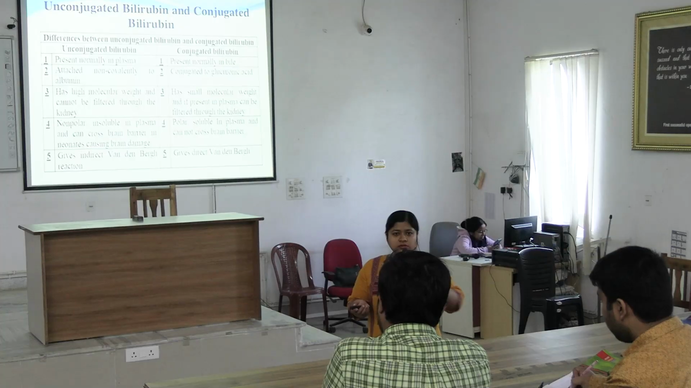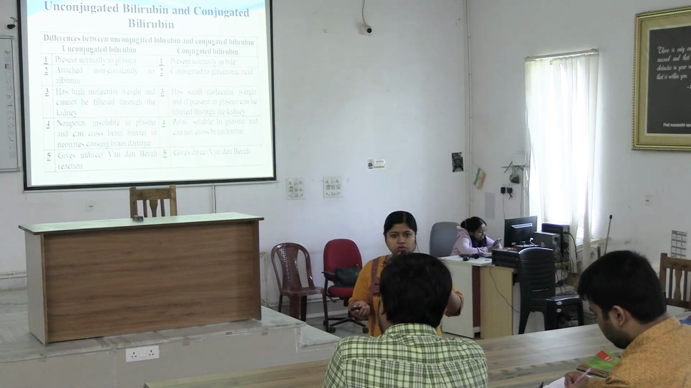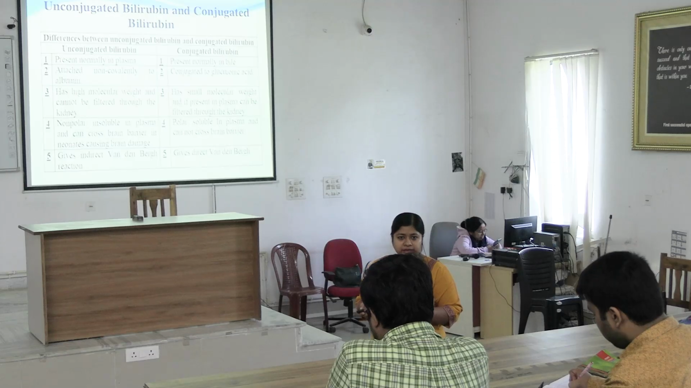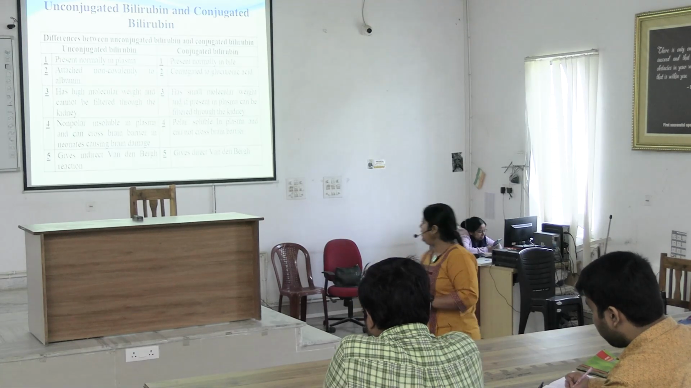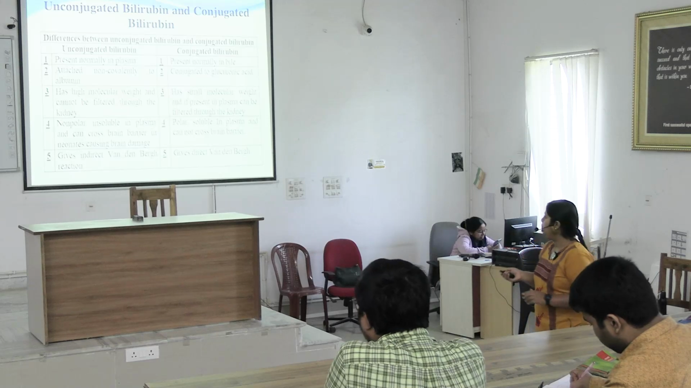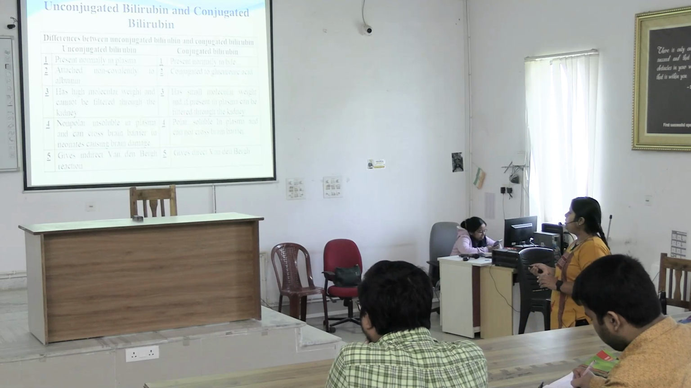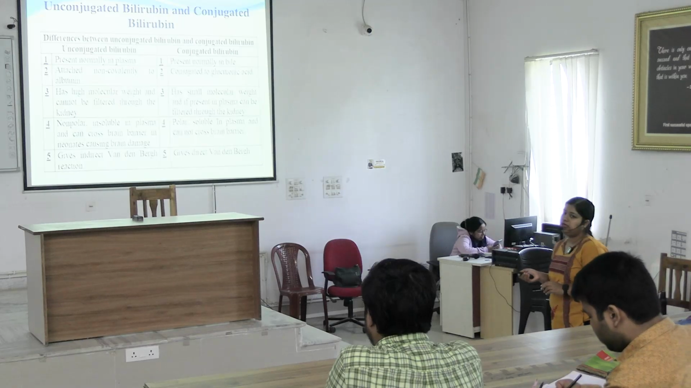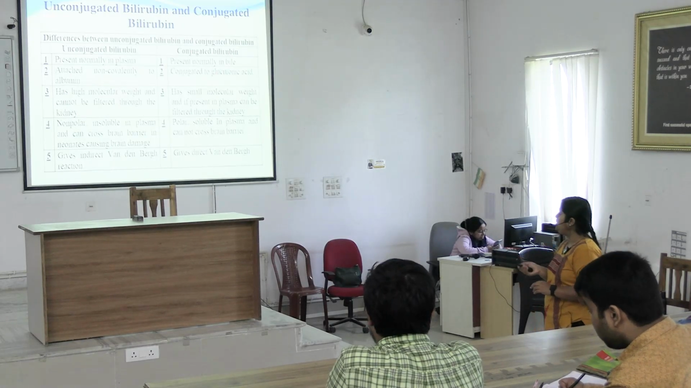It is a lipid membrane, mostly bilayer lipid membrane, so it can easily cross the blood-brain barrier and go to the brain, and it can result in neonatal brain damage. Whereas conjugated bilirubin is polar, soluble in plasma, and cannot cross the blood-brain barrier.